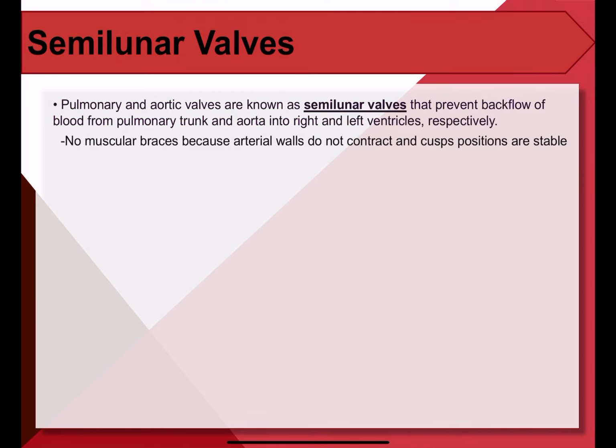All right. So the other set of valves, which are the pulmonary and aortic valves, as I've said, are known as your semilunar valves. They're there to prevent backflow of blood from the pulmonary trunk or the aorta back into the right or left ventricle, respectively. And no muscular braces, like I was saying, are needed.